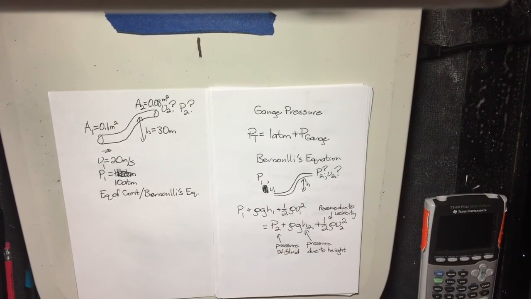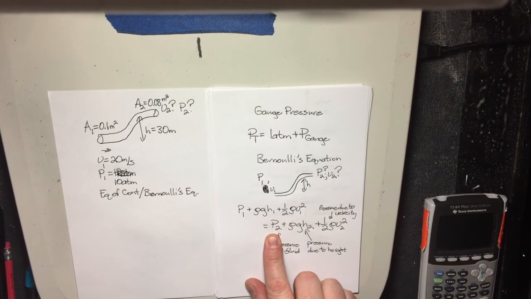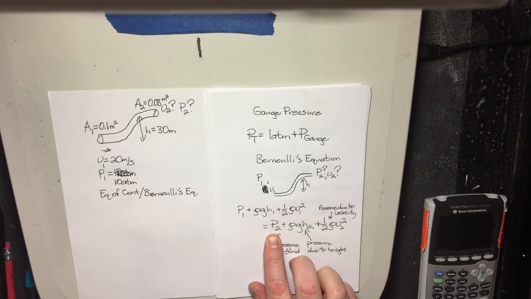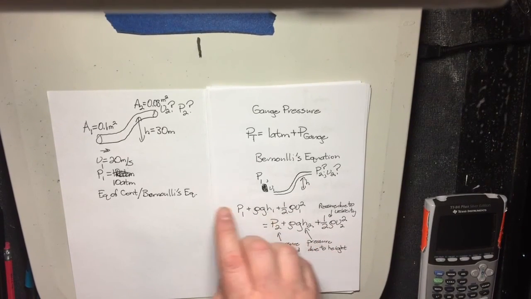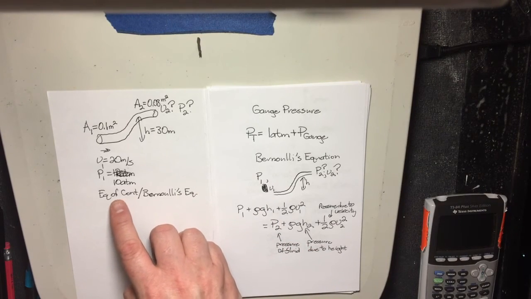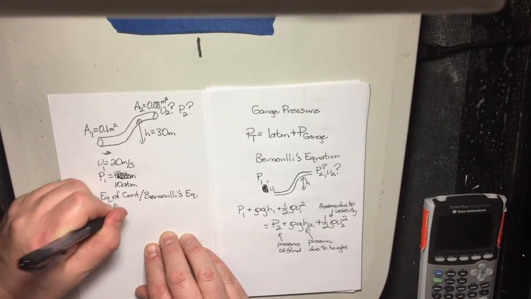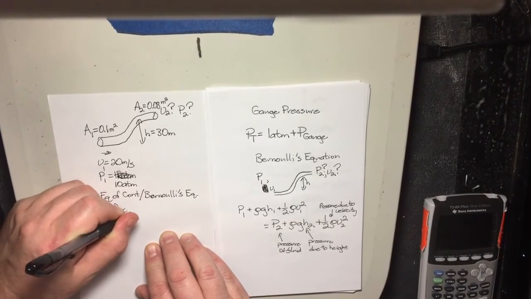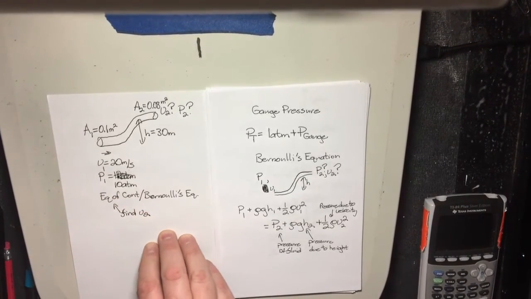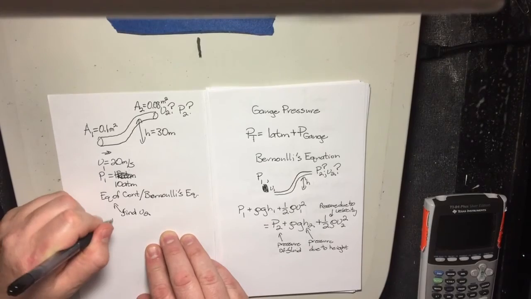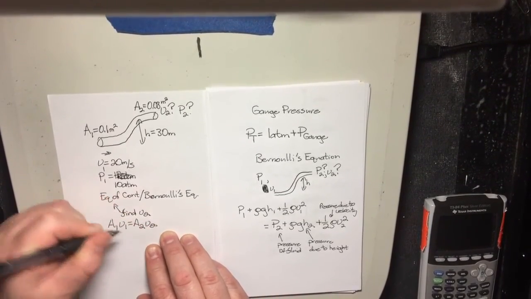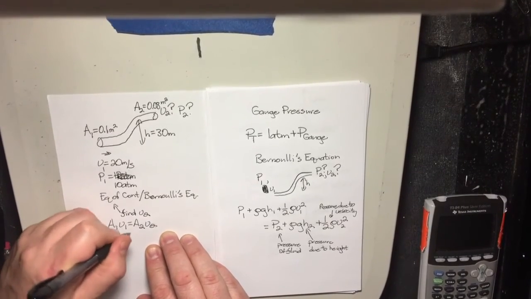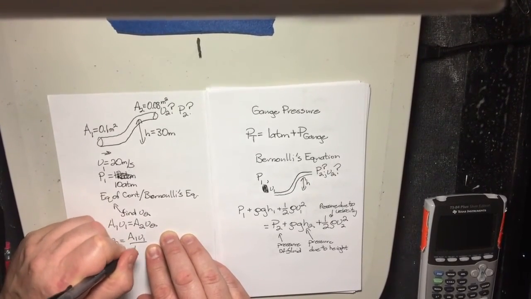Because in Bernoulli's equation, we don't know what the velocity is for 2, and we don't know the pressure at 2, so we can't really use Bernoulli's equation just yet. So we use the equation of continuity first to find V2. A1 V1 is equal to A2 V2, and V2 is A1 V1 over A2.